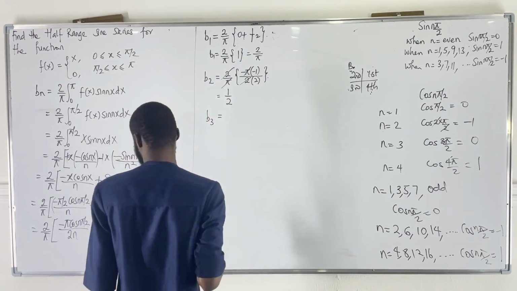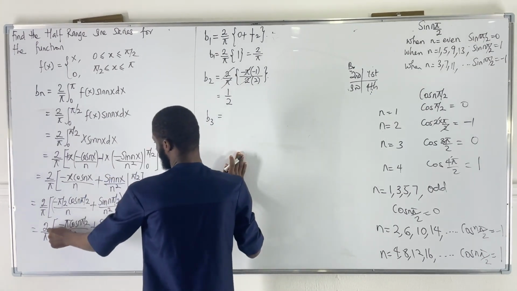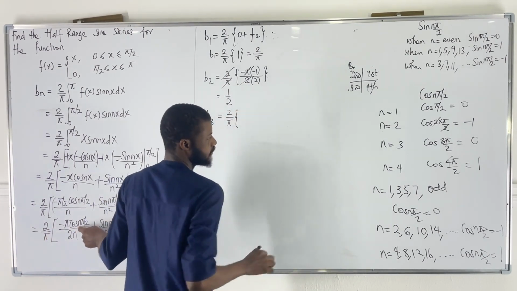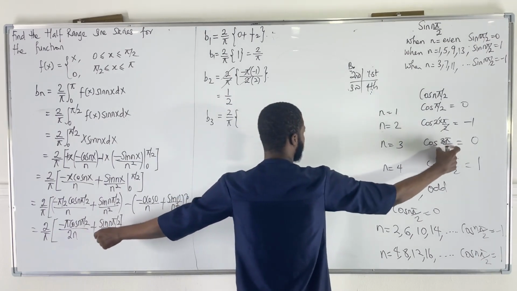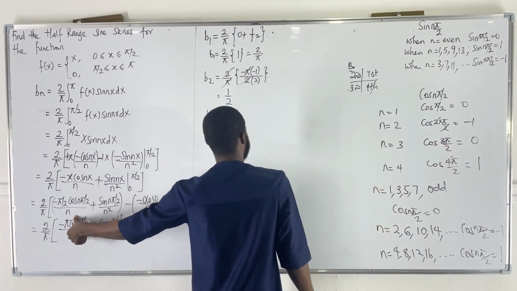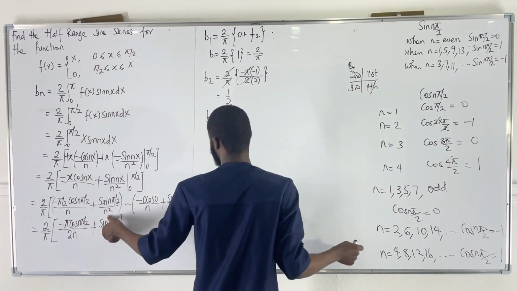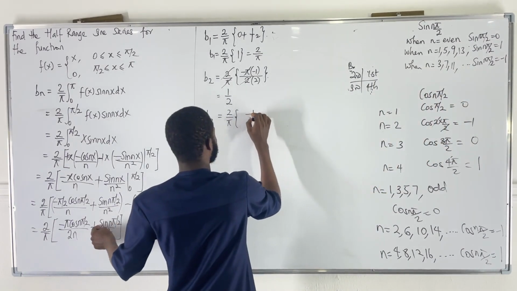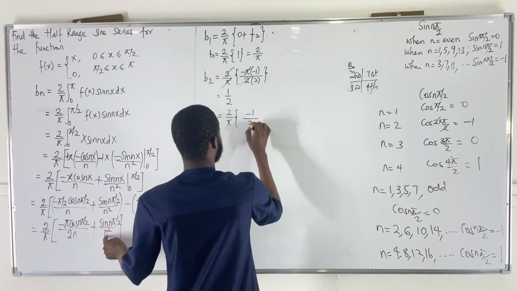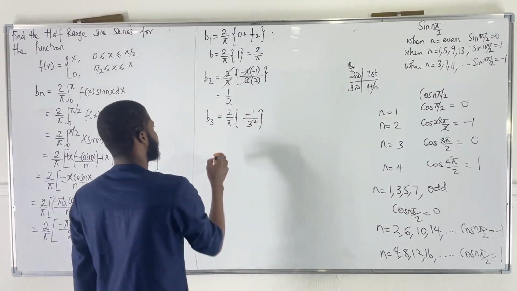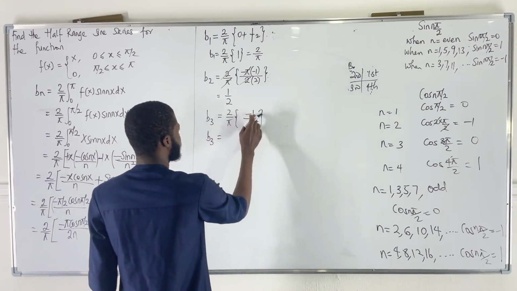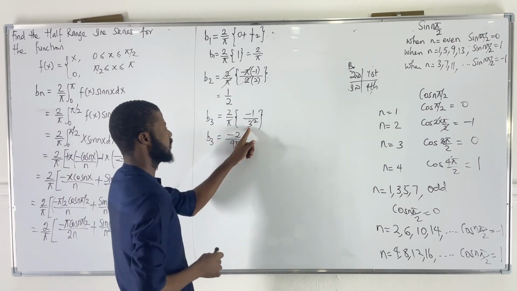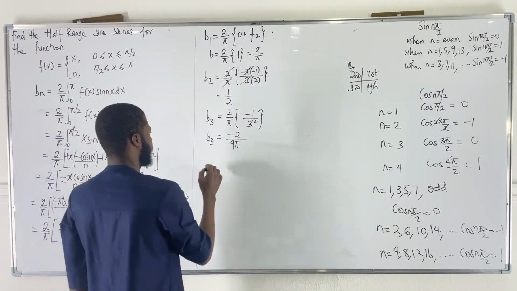b3: n will now be 3. So this is 2 over pi into, now when n is 3, this part is 0. So the cos part will be 0, because when n is 3, it's 0. Then this part, when n is 3, it's minus 1. So this will be minus 1 over 3 squared, because we're putting n as 3. So b3 will then become 2 times minus 1, that's minus 2, over 3 squared times pi. That would be 9 pi, because 3 squared is 9.